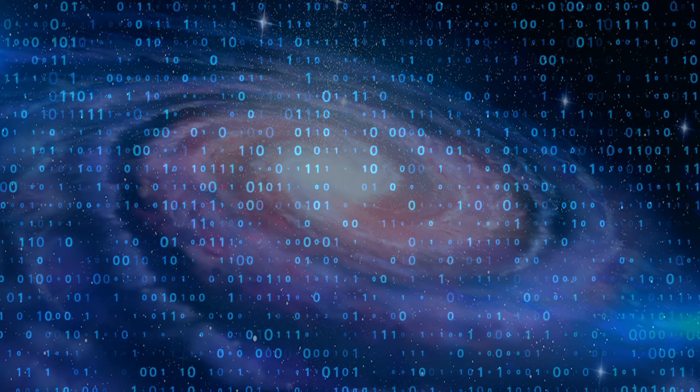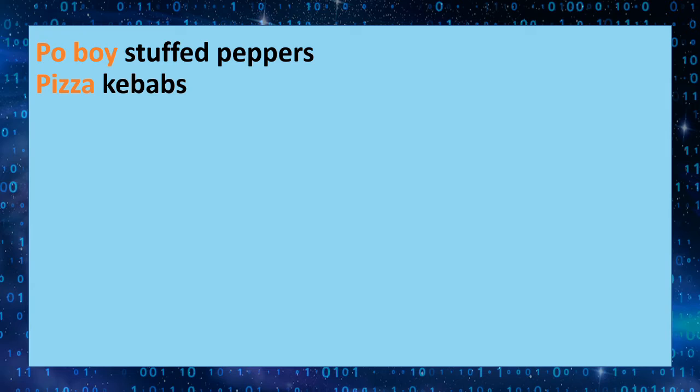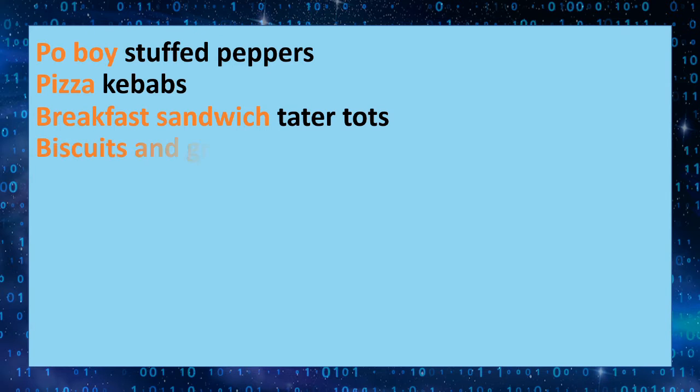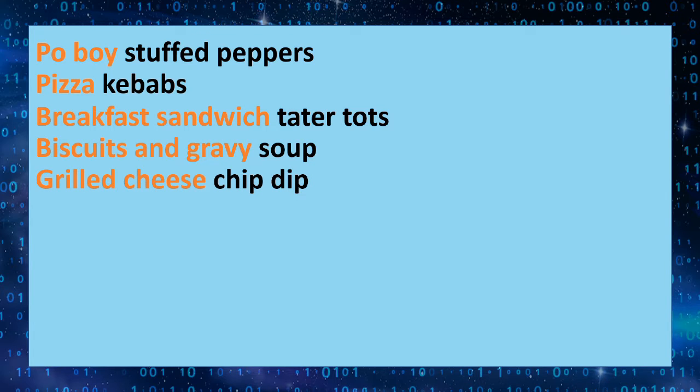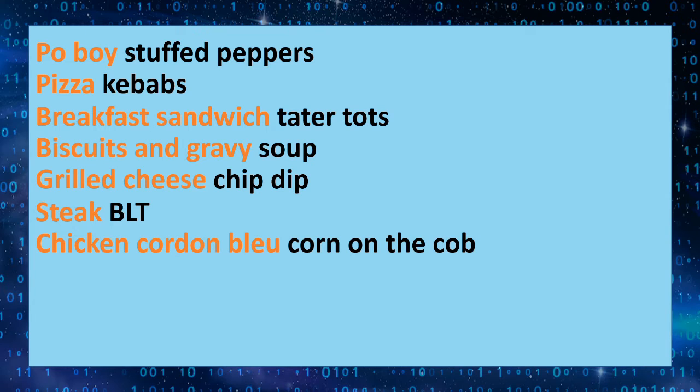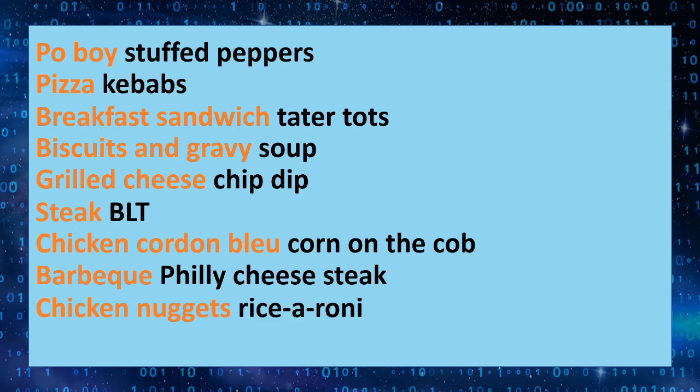That being said, I'll let Python do its work of randomizing the food combinations, and we'll take a look at the final results. I won't bore you with parsing through the lists. So this is what I found here. 10 random food item combinations. We had po' boy stuffed peppers, pizza kebabs, breakfast sandwich tater tots, biscuits and gravy soup, grilled cheese chip dip, steak BLT, chicken cordon bleu corn on the cob, barbecue Philly cheesesteak, chicken nuggets rice-a-roni, and chicken Alfredo hash browns.